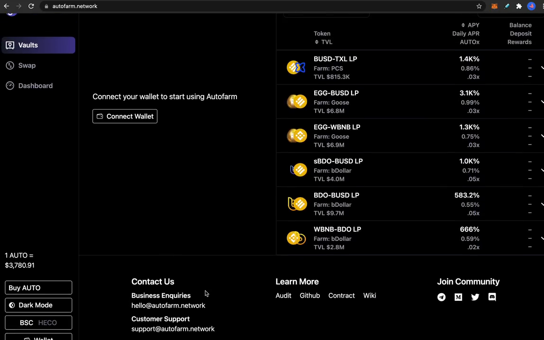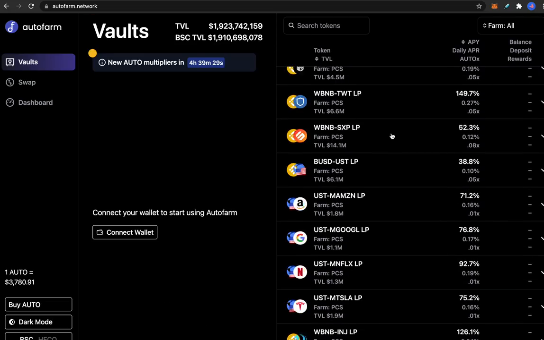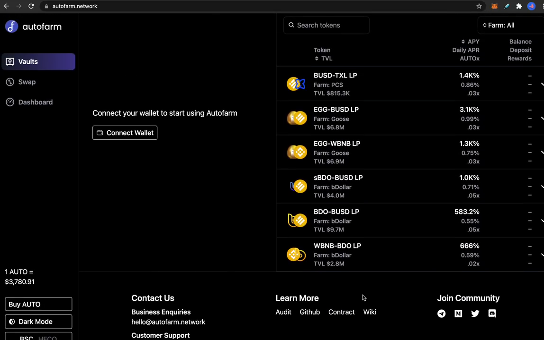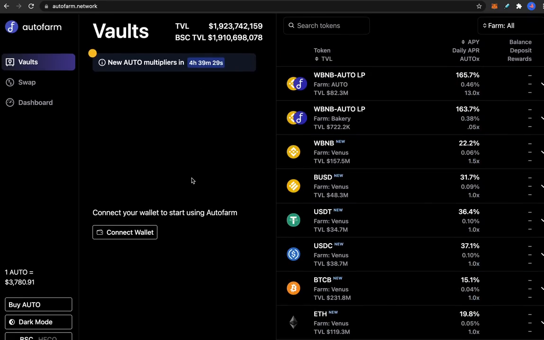So on Autofarm, if you scroll all the way down, you can see this wiki button here. This is quite important on all the projects that I do fundamental analysis on: I take a look at the website, make sure that it's legit, and then I usually go quite fast to the actual doc pages of the website. But with Autofarm, because it is a DeFi project, I just want to briefly take a look at the total value locked here, because this is basically the second number that I look at after the market cap.